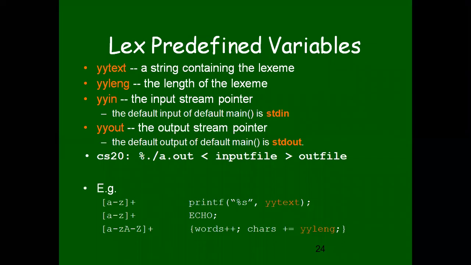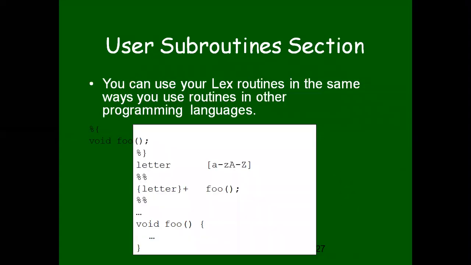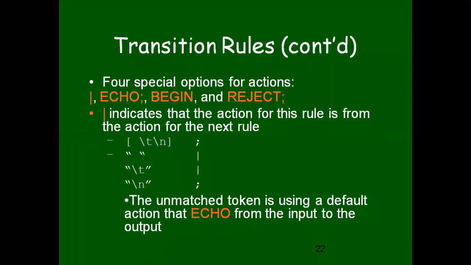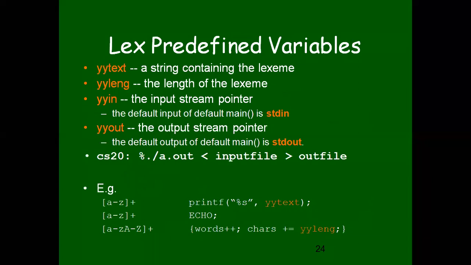See why here we define an echo. What is the meaning of echo? Echo, as we already defined, means an unmatched token uses a default action that echoes from the input to the output. This is a special option that we are using in this example.